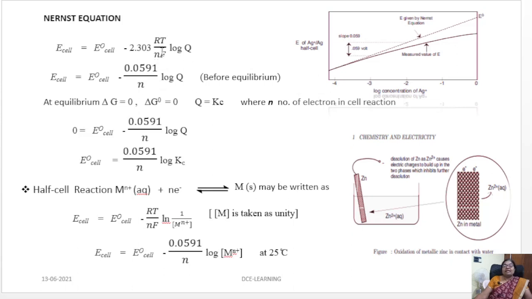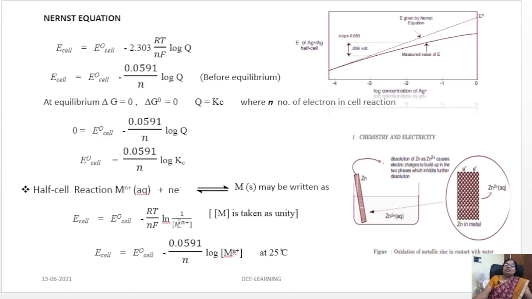The gas constant, temperature, and Faraday's constant, which is 96,500 coulombs per mole, we substitute all those things. The equation becomes 0.059 by n log K, where we put Q equal to Kc here.